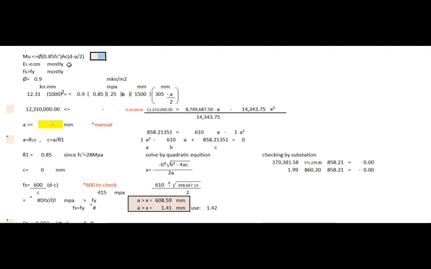Use this formula to calculate a based on the ultimate moment: Mu is equal to or less than phi times 0.85 times f'c times a times b times (d minus a over 2). The strain of concrete is greater than 0.005 mostly, and fs of steel is greater than fy, and phi is 0.90. Ultimate moment is 12.31 times 1000 squared to convert to kilonewton millimeter, equal to or less than 0.9 times 0.85 times 25 times a times 1500 times (305 minus a over 2). So to calculate a using the quadratic equation, a is equal to 1.42.